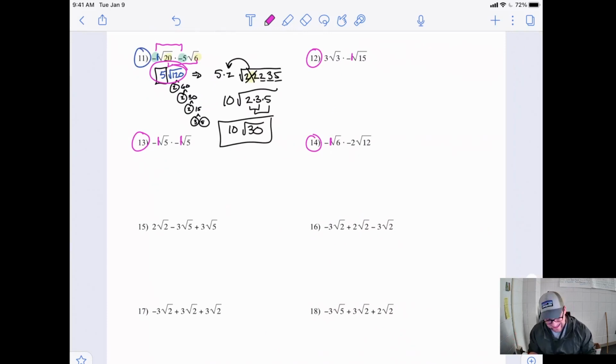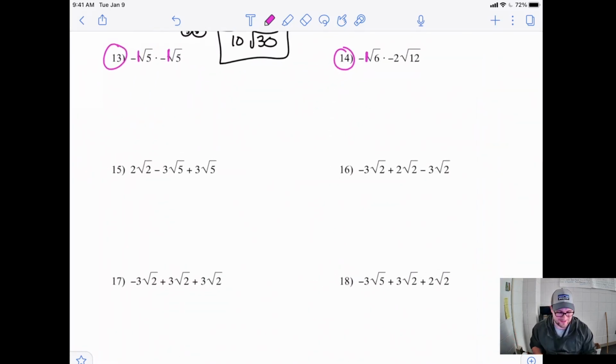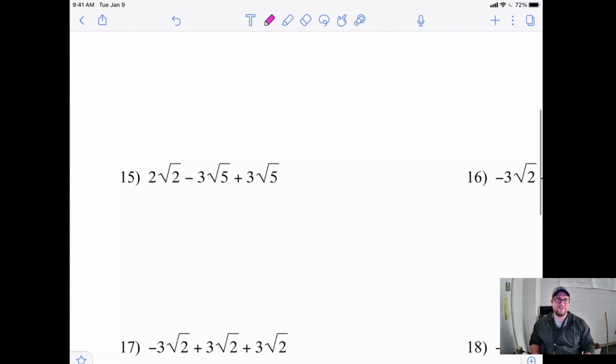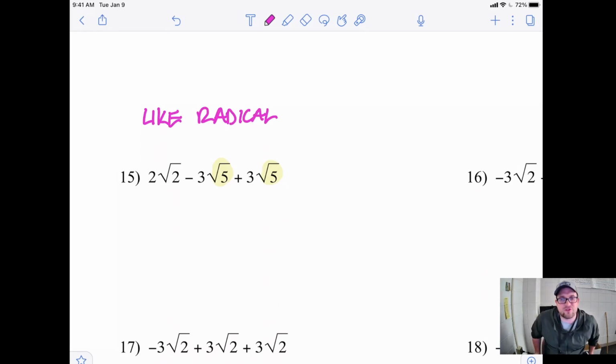Welcome back, everybody. Glad you are here today. So let's talk about number 15. Now we have transitioned into how do we add or subtract radicals. And here's going to be our process. Remember, in order to add or subtract radicals, you need to have something that we call like radicals. That means having the same number underneath the square root.